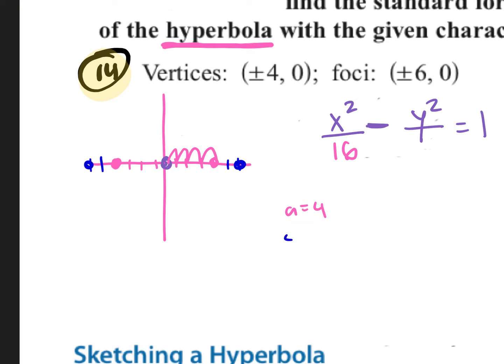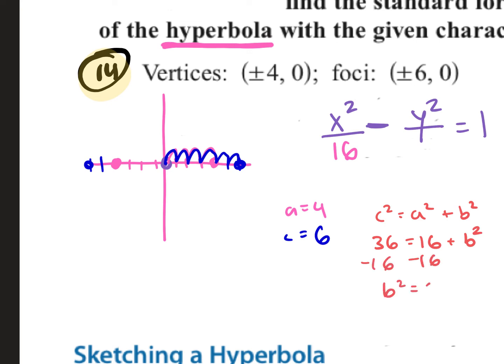We have c, which is 6, because that is the distance from the center to the foci. 1, 2, 3, 4, 5, 6. Awesome. So here we're going to do c squared equals a squared plus b squared. So this would be 36 is equal to 16 plus b squared. B squared is equal to 20, which I don't even need to take the square root of because I'm just going to plug that right into my equation there. And that's my answer.